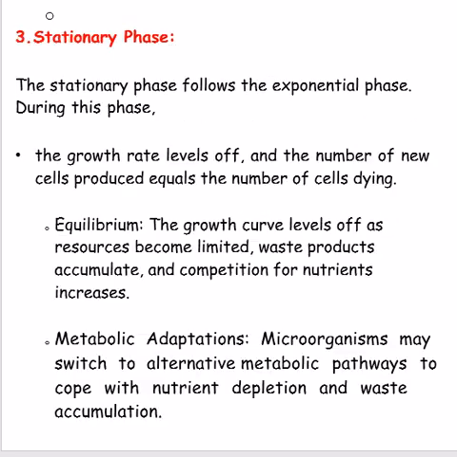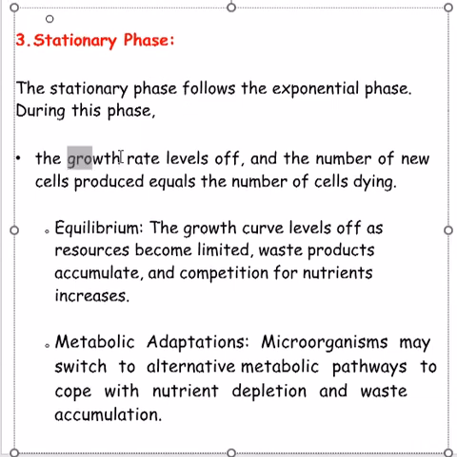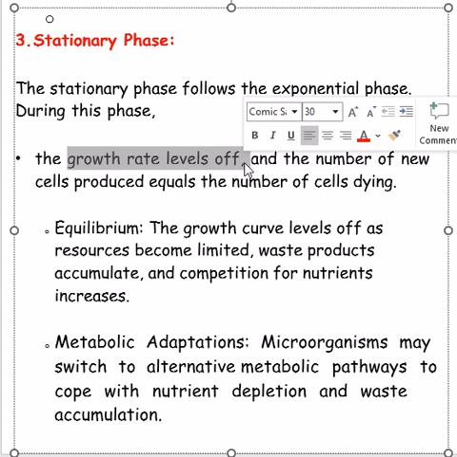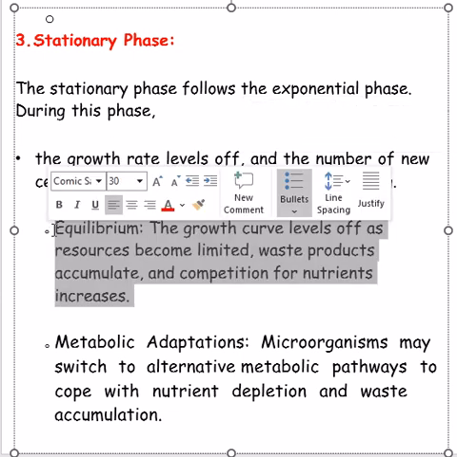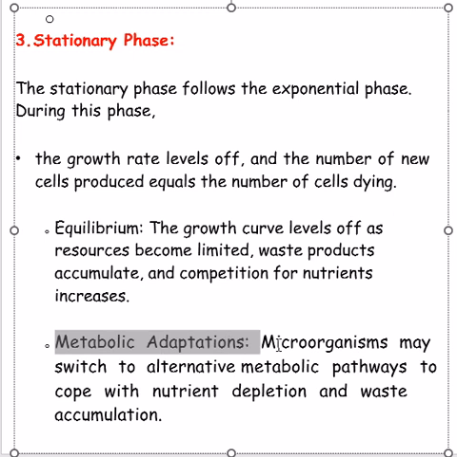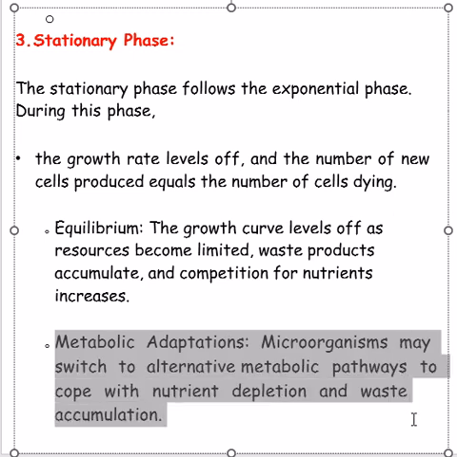Then the next slide, we now discuss the stationary phase. This is the phase where the growth levels off. Death and growth are at equilibrium. This is also known as the equilibrium stage. Also, the metabolic adaptation here tends to alternate back and forth between positive growth and negative death. So at this point, they are at equilibrium.